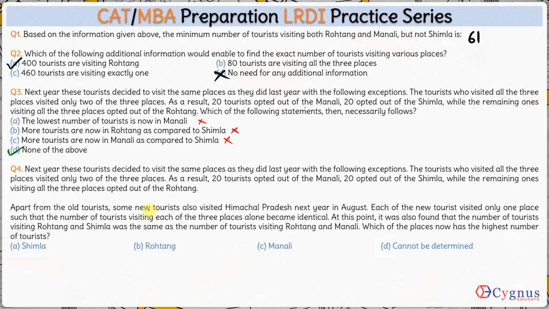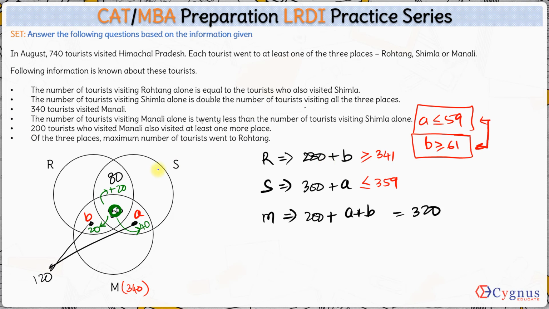Apart from the old tourists, some new tourists also visited Himachal Pradesh next year in August. Each of these new tourists visited only one place, such that the number of tourists visiting each of the three places alone became identical. So apart from this shifting, there are a few more tourists who are going to visit exactly one of these three places, such that the number of people visiting only Rohtang is the same as the number visiting only Shimla, which is the same as the number visiting only Manali.